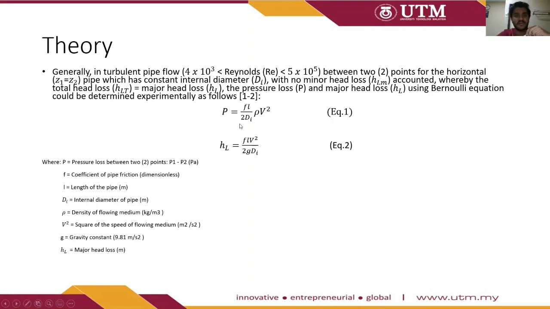Basically, this is the formula to find the pressure of the liquid, and this is the formula to find the major head loss. Okay, P is denoted as pressure loss between 2 points where the height is the same, as we see here, Z1 is equal to Z2. L is the length of the pipe. D is denoted as the internal diameter of the pipe. Then density of the flowing medium. V squared is the square of the speed of the flowing medium. G is the gravity constant, and HL is the major head loss.